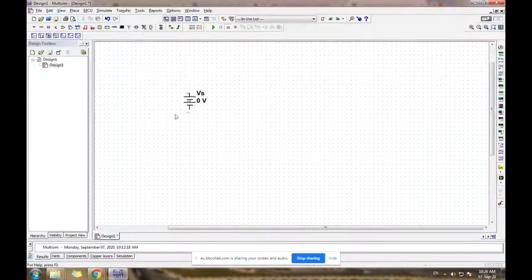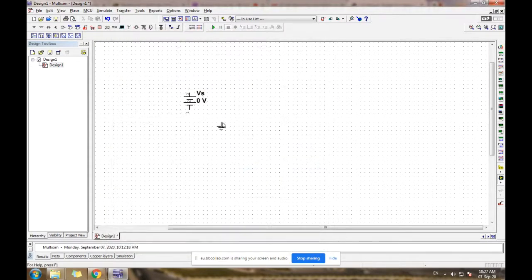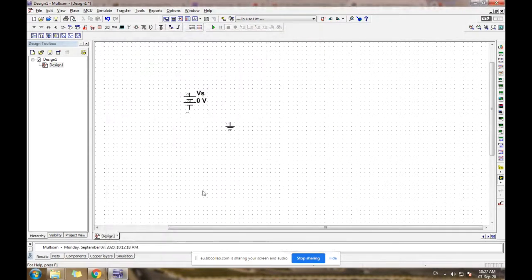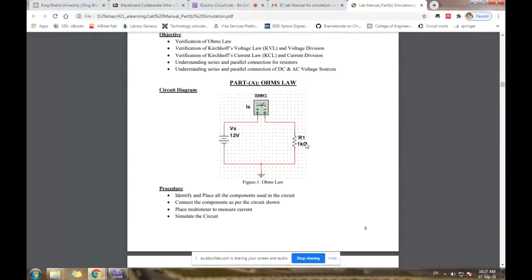Okay, so next we have to select ground. From the first one, place source, power sources, select ground. Click OK. You have to place the ground here. Is it okay? Next, the third thing you have to select is a resistor.